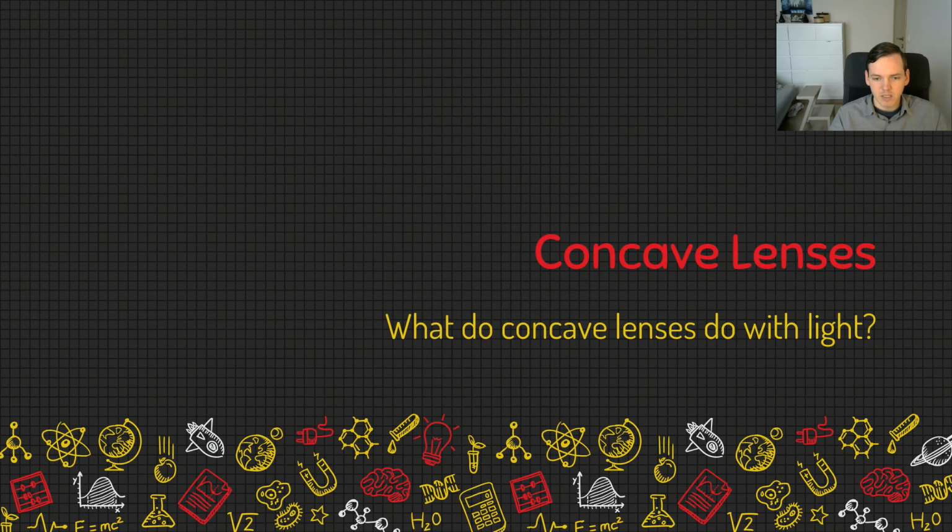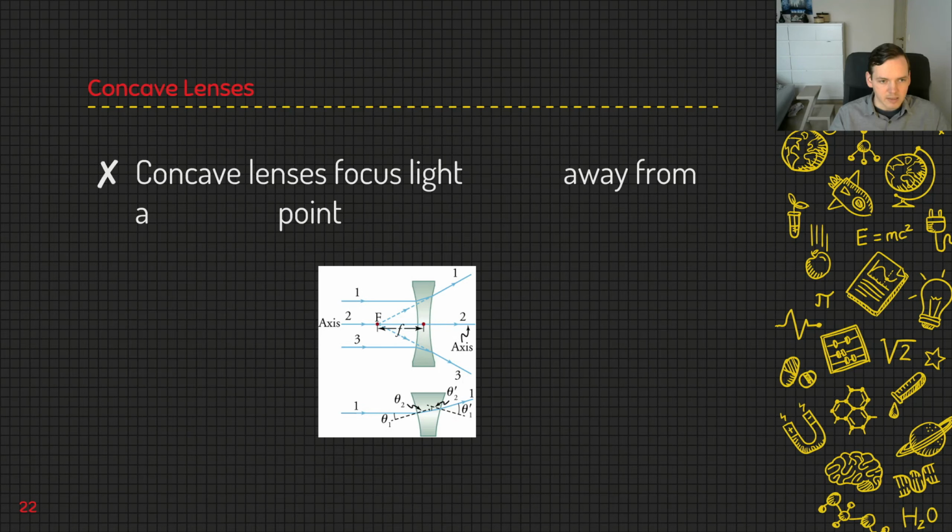Let's take a little time to talk about concave lenses here. A concave lens is a lens that focuses light outwards, away from a focal point. If you look at the bottom here, we have 3 lines, 1, 2, and 3 going in, and when they come out, they're all spreading away as if they had come from the focal point. So they're going in straight lines outwards as if they had originated at the focal point.